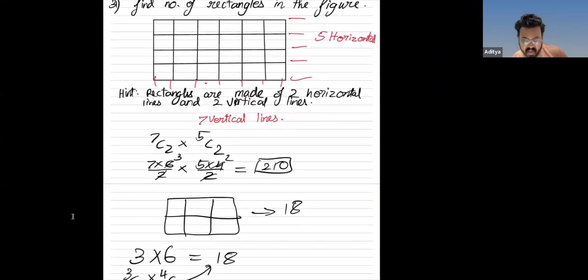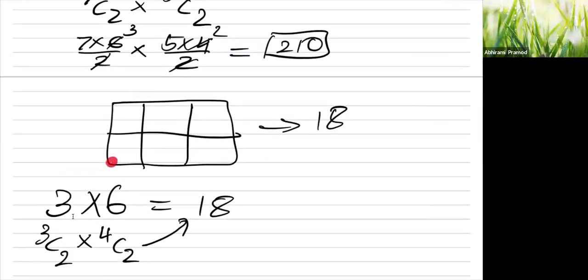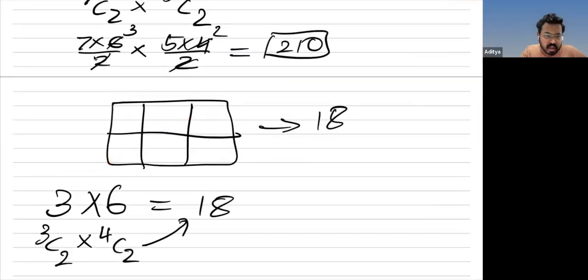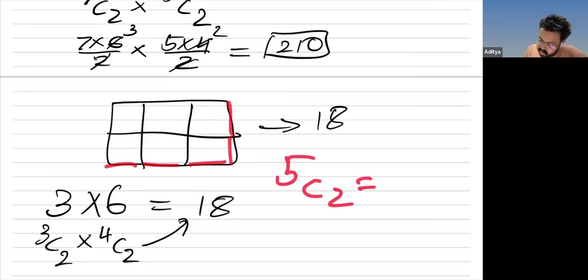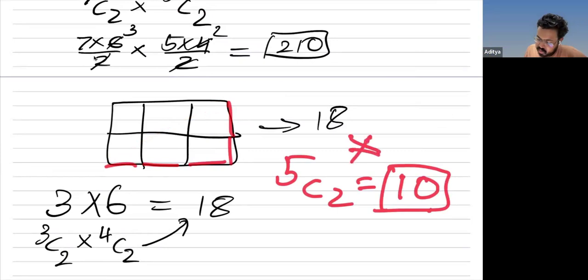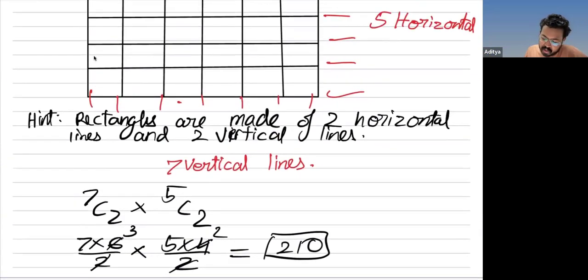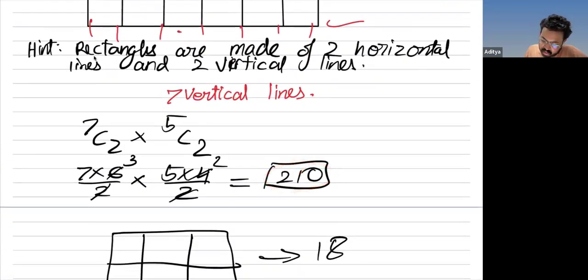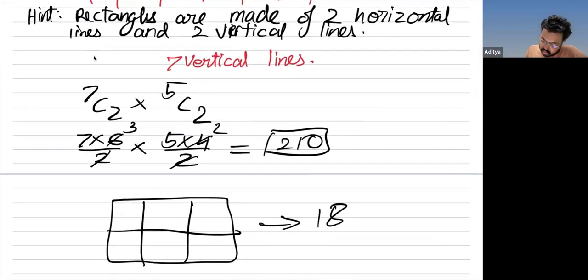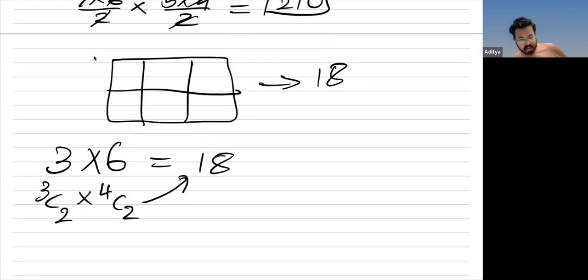Is it so? It might be, but that's a coincidence. It's not always the case. For example, here to go from this point to this point is not 18 ways. You can check 1, 2, 3, 4, 5. 5C2 is equal to how much? 10, and it's not equal to 80. So here it might be a coincidence. 210 is the number of rectangles over here. So for this smaller example, you can do the counting.